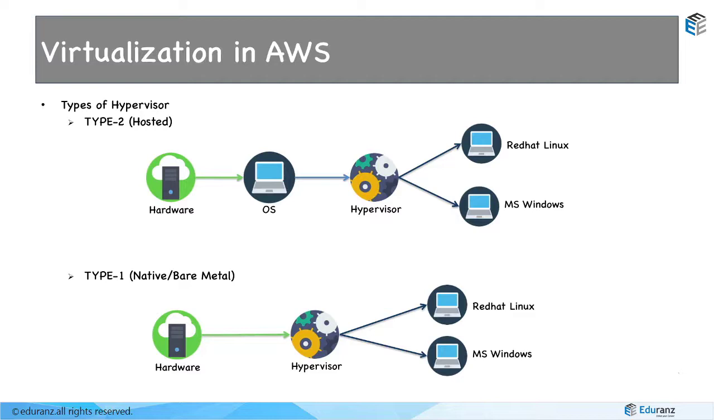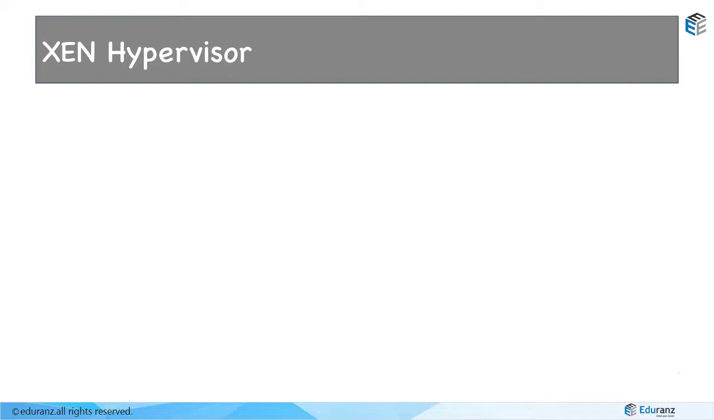All cloud providers like AWS use type 1 hypervisor. So the hypervisor used by AWS is called Xen, which is open source. We do not need to know the details of Xen because we'll never deal with them. AWS will take care of everything. But let's look at a few pointers.